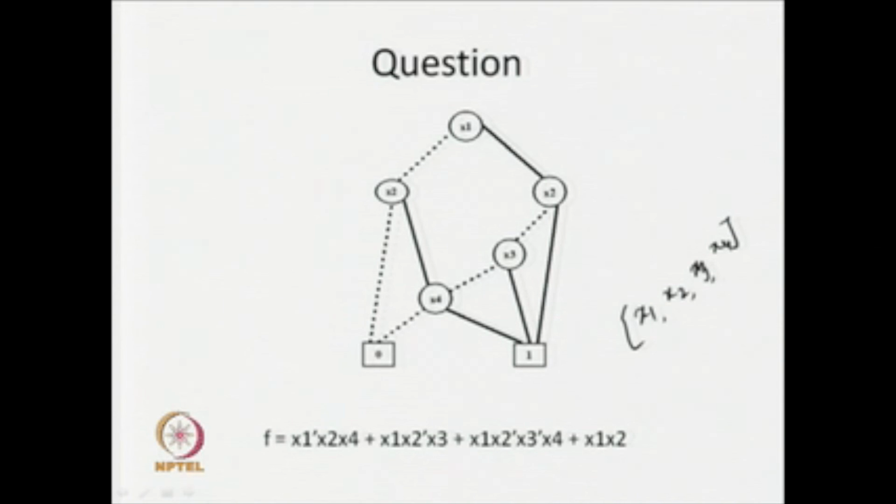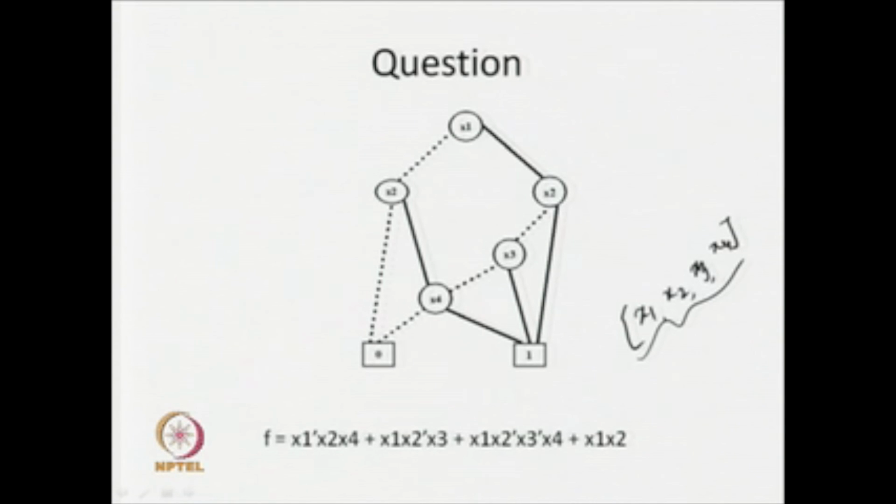I am saying that with a given variable ordering we are going to get the unique representation. So, if this is your ordering, you are always going to get this structure. So, what is the first term, x1 prime x2 x4? That means x1 equal to 0, x2 equal to 1, x4 equal to 1, the function will give me the value 1.